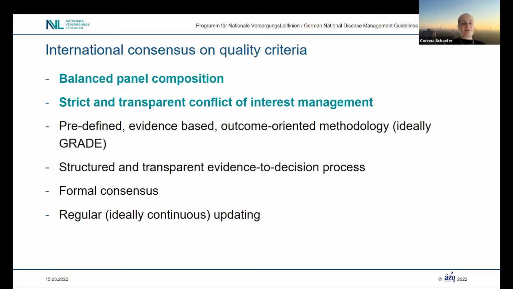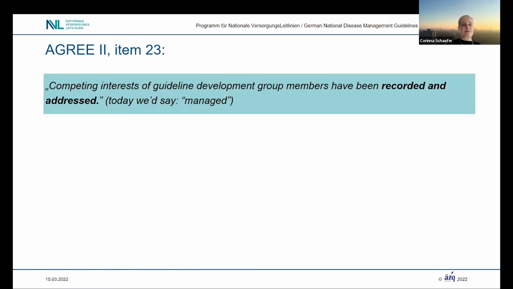The second I want to focus on is the strict and transparent conflict of interest management. Why is that important? AGREE item 23 says competing interests of guideline development group members have been recorded and addressed. That means they not only have been disclosed, this is not enough, but there had to be specific consequences on how people with conflicts of interest were treated in this group.